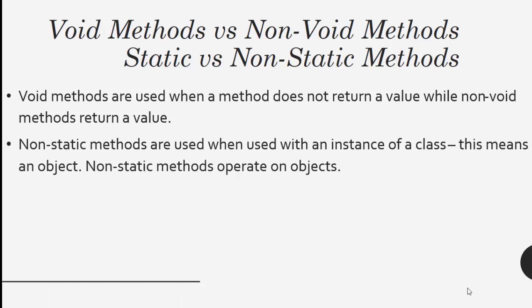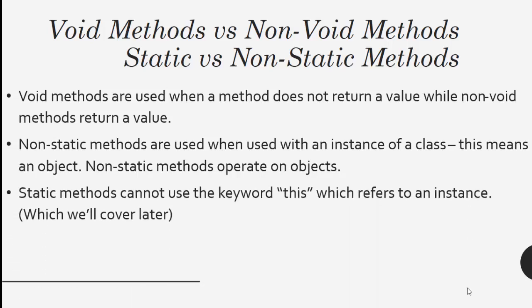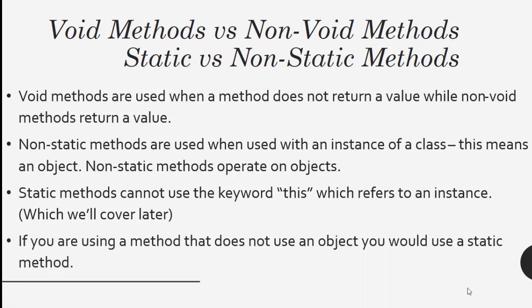When we talk about non-static methods, they're primarily used with an instance of a class, and this means an object. Non-static methods are built to operate on objects. Static methods cannot use the keyword this, which refers to an instance of the class, which we'll cover later in much more detail. So basically, for right now, if you're using a method that does not use an object, you would use a static method. If you're using a method that does use an object, you would use a non-static method.